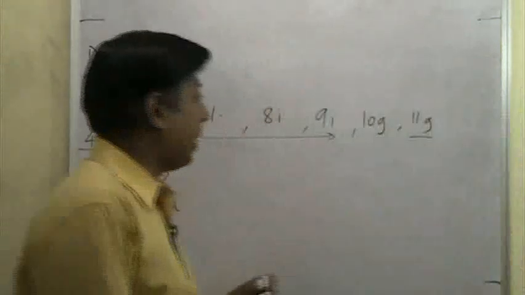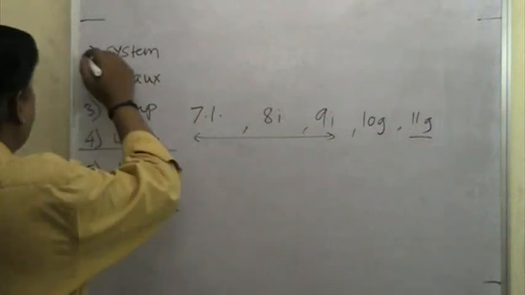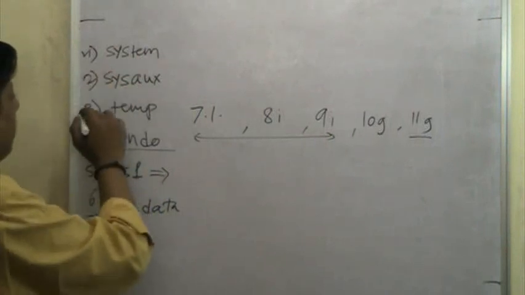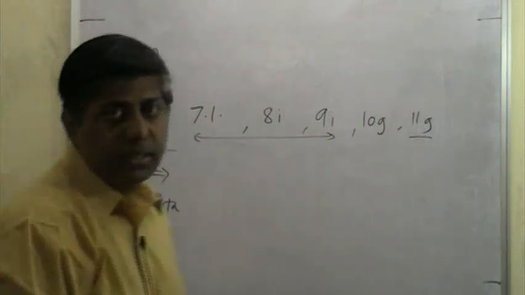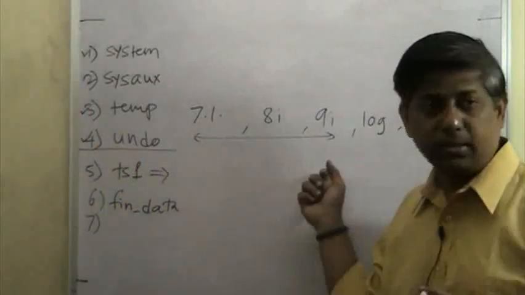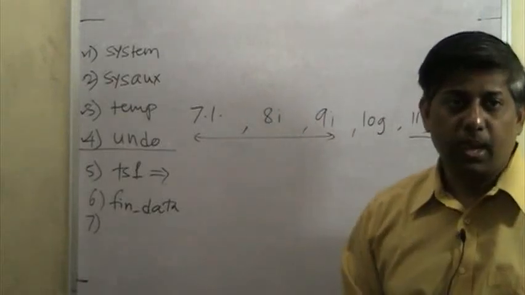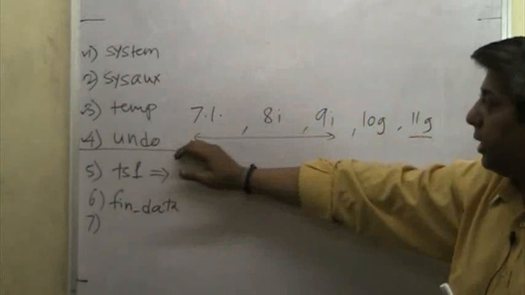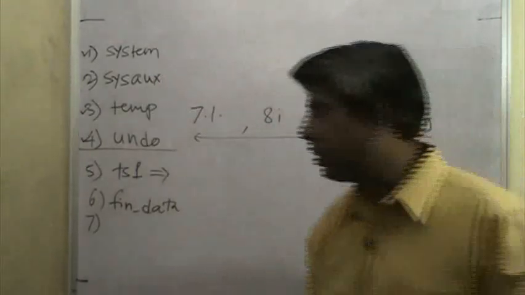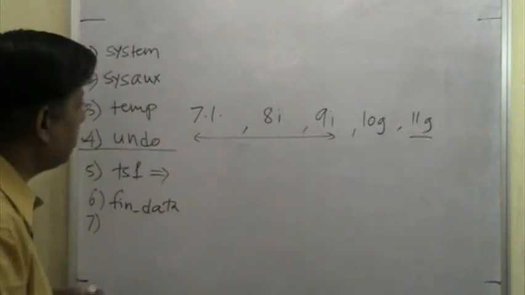Up till 9i, there were 3 table spaces which were mandatory in any Oracle database. Number 1 was system, another one was not Sysaux, Sysaux was not mandatory, temp and undo. These were the 3 table spaces which each database had up till 9i. After 9i, they decided to add one more table space called Sysaux. Now let us understand the functionality of each of those table spaces, and then we will come to know why they added Sysaux table space starting from 10G.